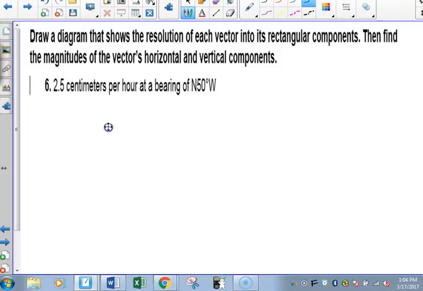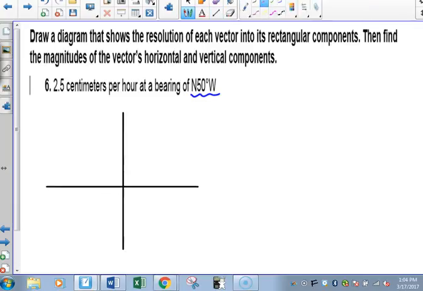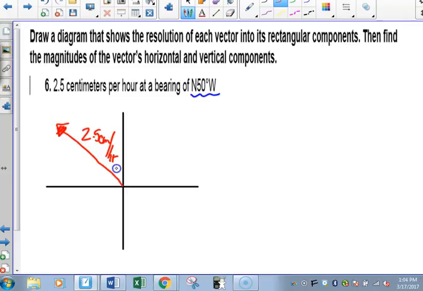One more of these guys. What does this mean? Yes. Off of north, 50 degrees towards the west, just a little more than halfway here. 2.5 centimeters per hour. Now, what are we going to use for the degrees this time if we want to do components? We don't want to have to worry about sines. We're going to need to use what angle?